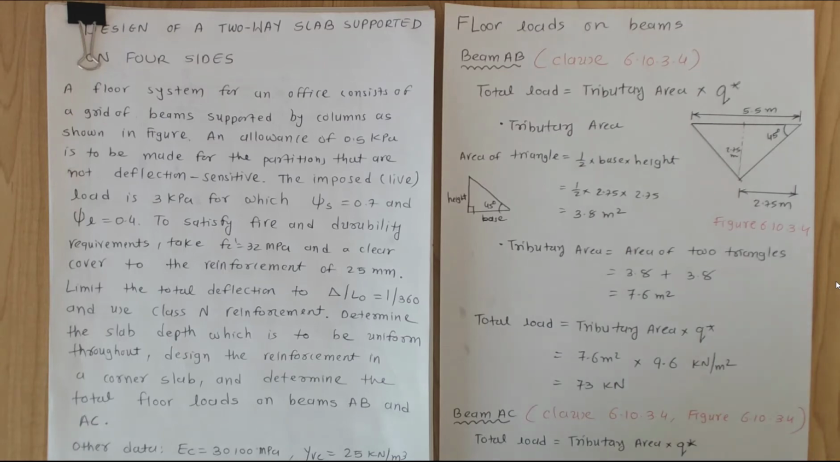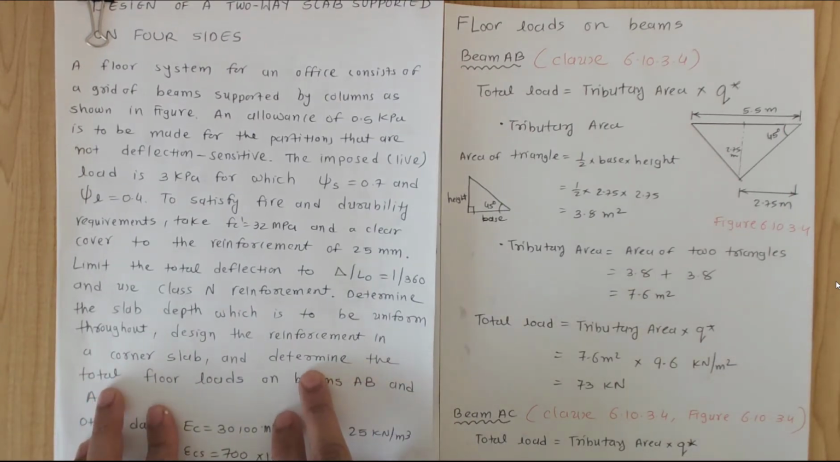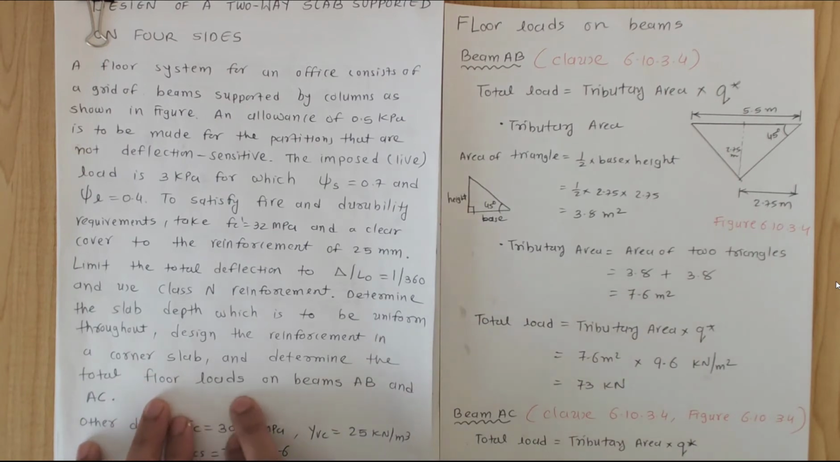Now, continuing from previous videos where we have designed the slab for strength and deflection, and done the reinforcement detailing in the last video. Now we need to determine the last part of this, where you need to find the total floor loads on beam AB and beam AC.